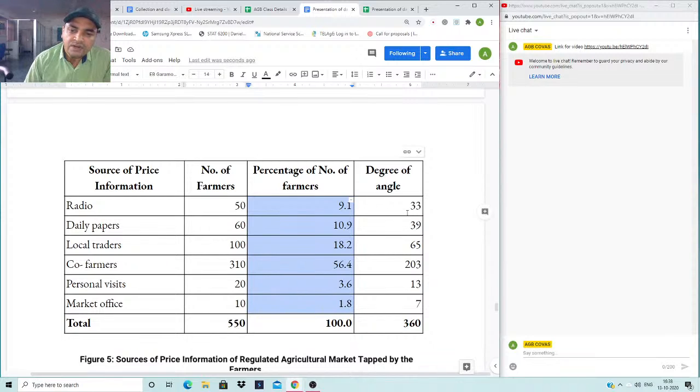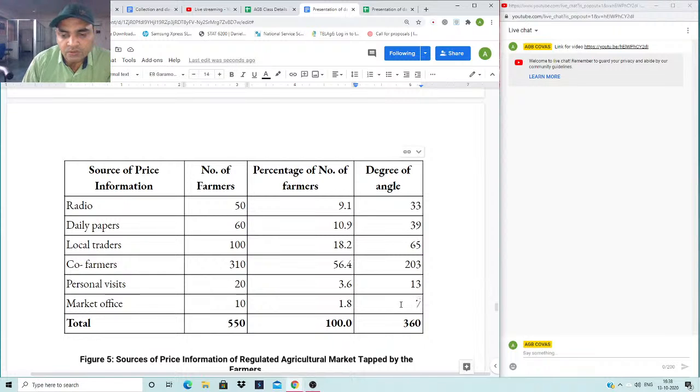It has to be converted into degrees of angle. That can be done by multiplying by 3.6 and converting it into degrees. You do not take any decimal point here, because it will be very difficult for you to draw it using a protractor. So it will be 33 degrees, 39, 65, 203, 13 and 7.